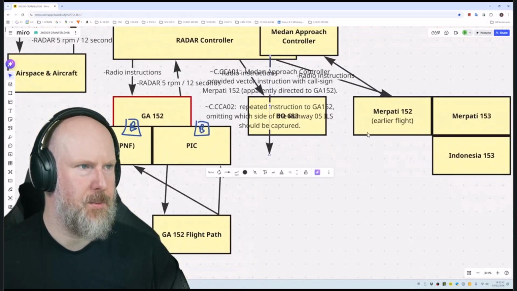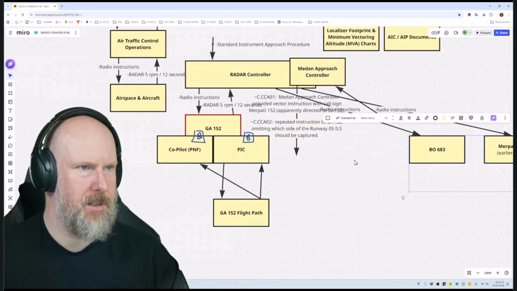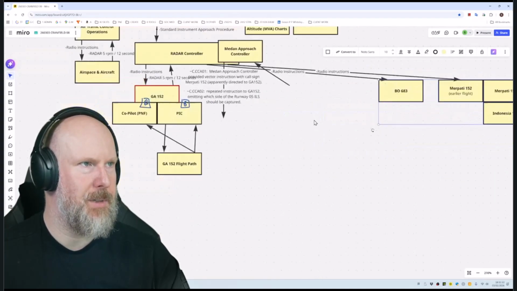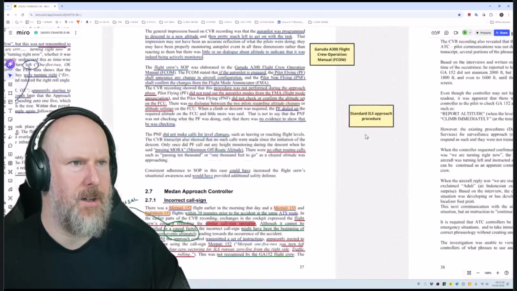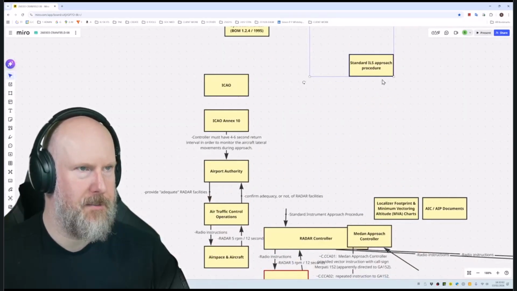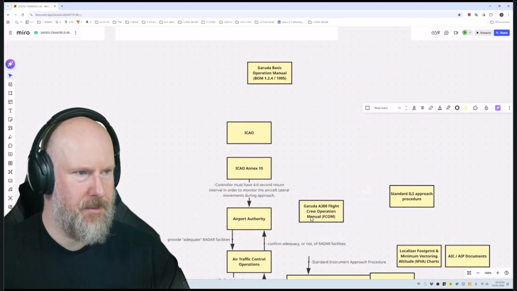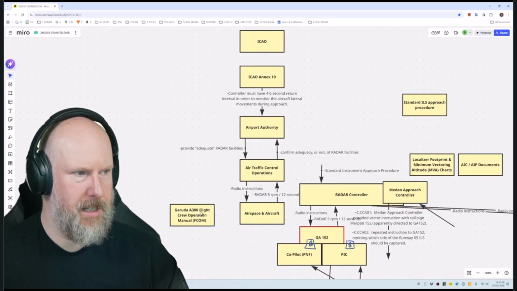And let's put this one and this one out of the way, just over to the side for the time being, just to keep them out of the way. Right, and we've got the standard ILS approach. Let's put these down there as well. So we've got the A300 flight crew manual, and that's for Garuda, so let's put that over there.